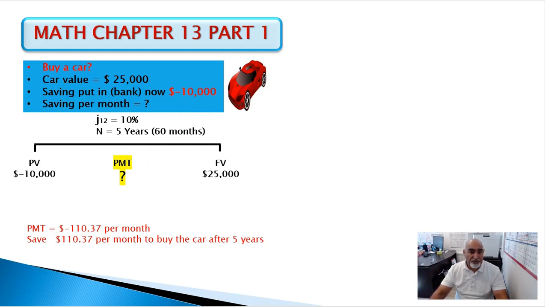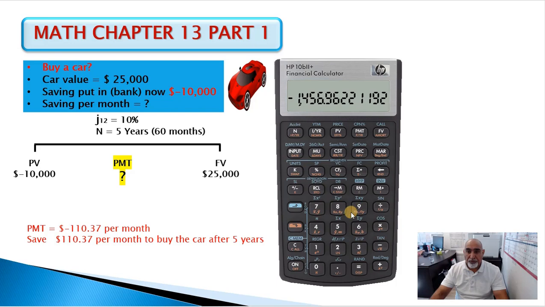Let's do this question. Okay, car value 25, savings 10,000 today. We want to know savings per month. Okay, how much to put away per month?